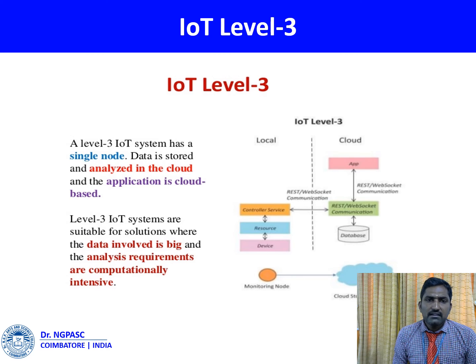Level 3, like level 1 and level 2, has a single node, but data is stored and analyzed in the cloud and the application is cloud based. Level 3 is purely cloud based applications. Level 3 systems are suitable where the data involved is big and the analysis requirements are computationally intensive. Right? This is the level 3 difference.